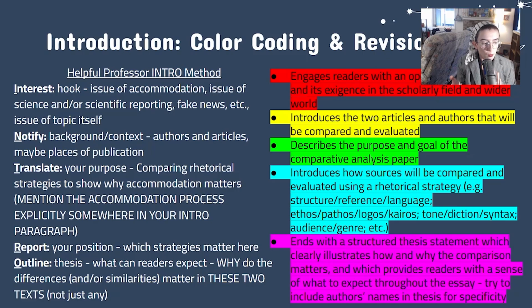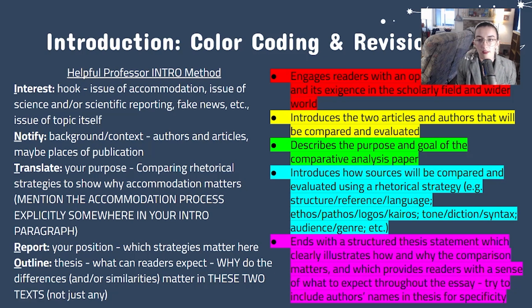Translate and report, in my opinion, for project two are kind of one and the same thing. You're basically translating to the reader why it is that you're writing this. You're reporting why you're writing this. What is your purpose as the author? In this case, you are comparing these two articles to explain how, when writers are using different rhetorical strategies, they're doing it to reach different audiences.